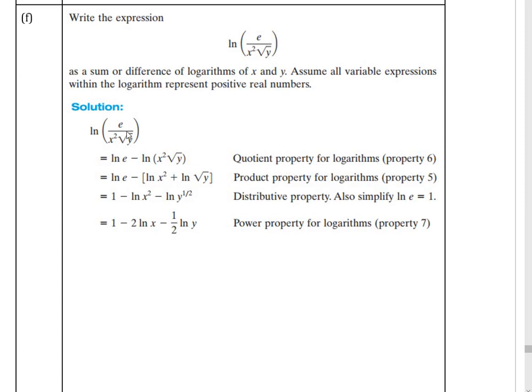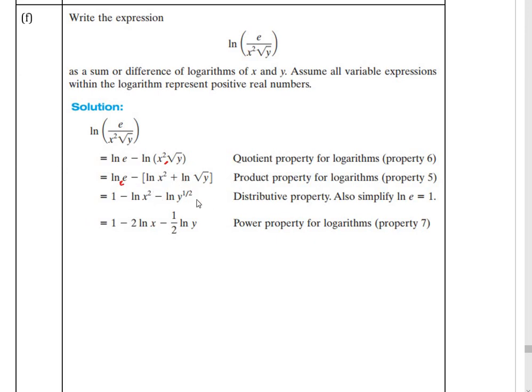So ln e minus, then ln of the bottom here. But there's a multiply, so that will become plus. So ln x squared plus ln square root y. Now I'll do my powers. I took the minus through the brackets there, so it's 1. Ln of e is 1, we said. It's one of the properties.